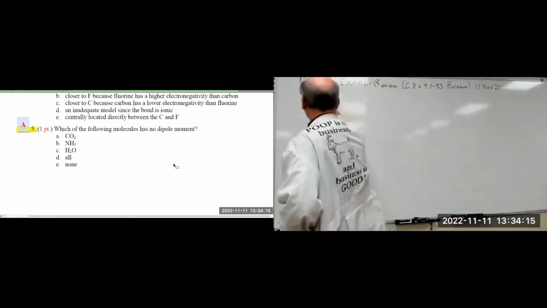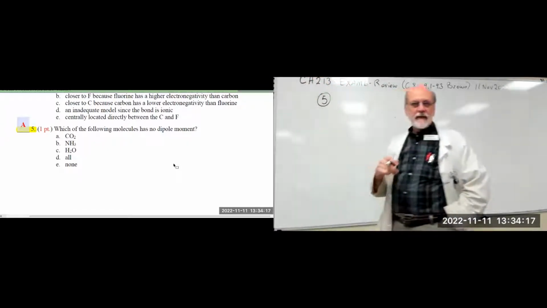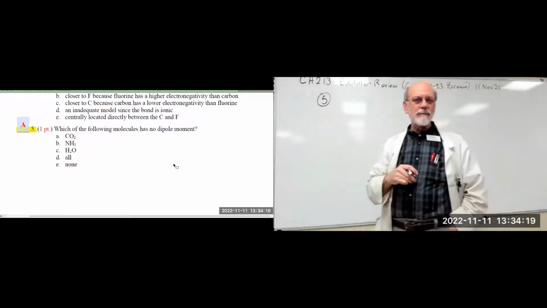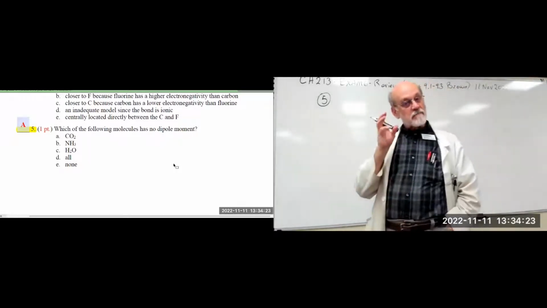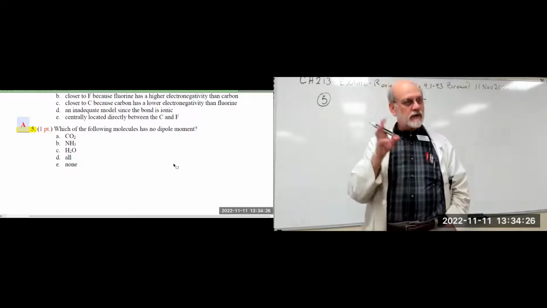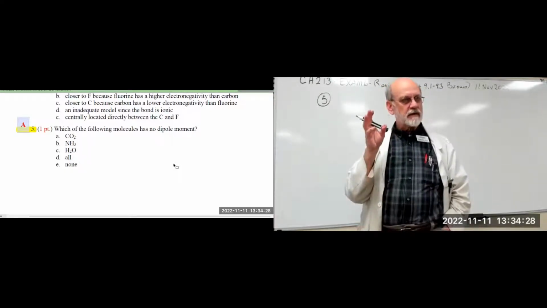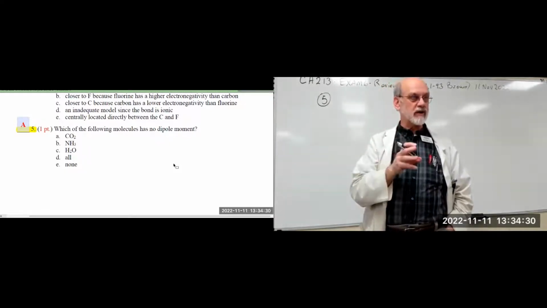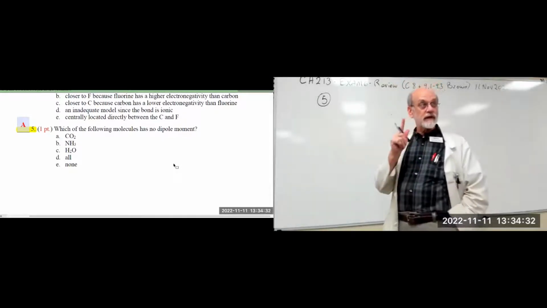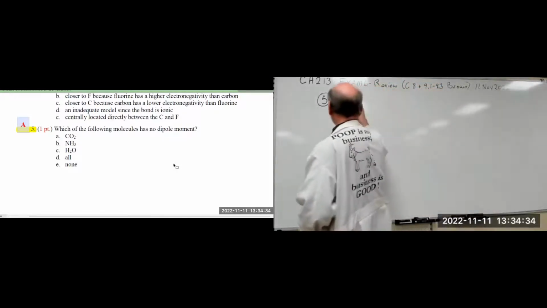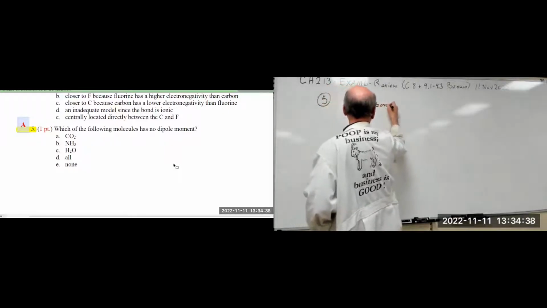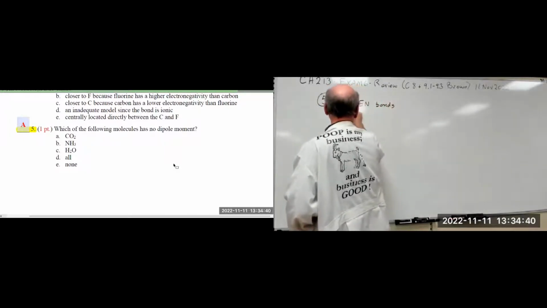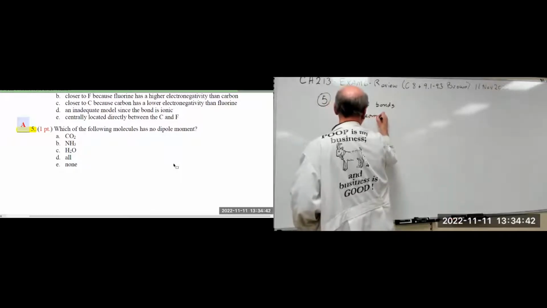Number 5. Which of the following molecules has no dipole moment? Okay. We're talking about molecules here. What do you need to know to determine the dipole moment of a molecule? You need to know 2 things. The electronegativity of the bonds and the geometry of the molecule.